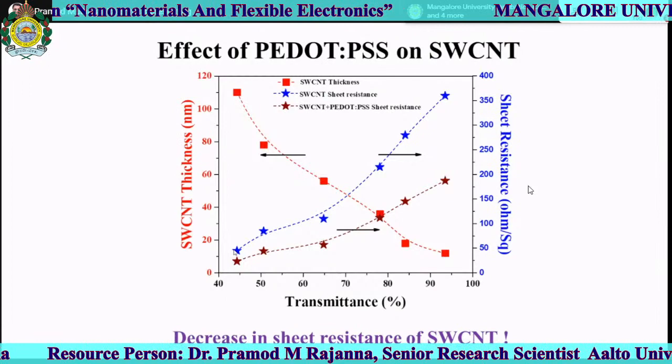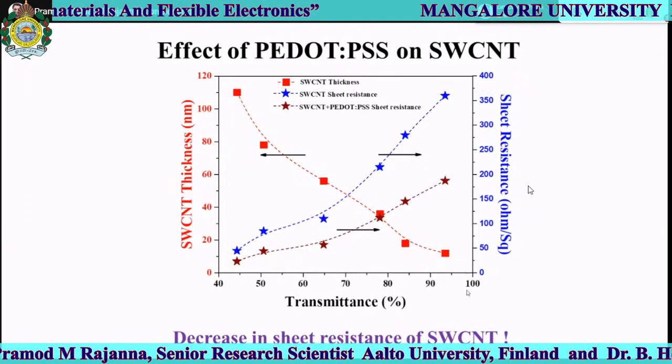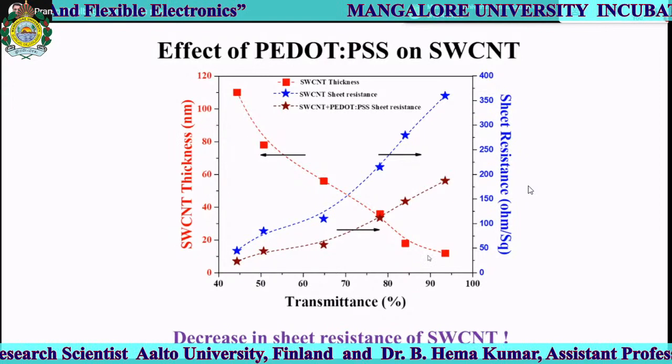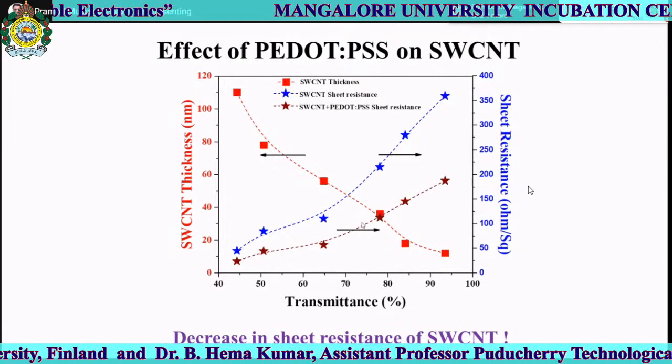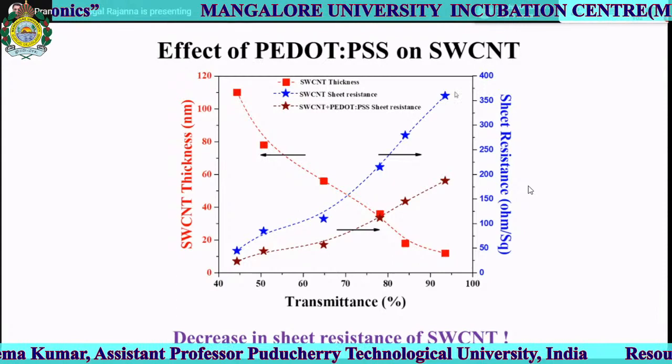And also the absorbance is kept minimal. If you look at the transmittance of 90% in the red box, we had a carbon nanotube thickness of about 20 nanometers with a very high sheet resistance. But the composites of PEDOT:PSS and carbon nanotubes at 90% transmittance have about 180. So it improves from almost 350, which you see here in the blue star, to nearly 200.